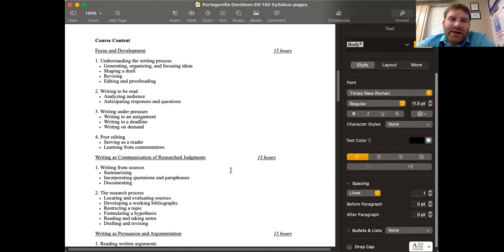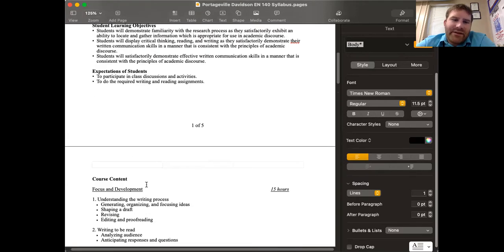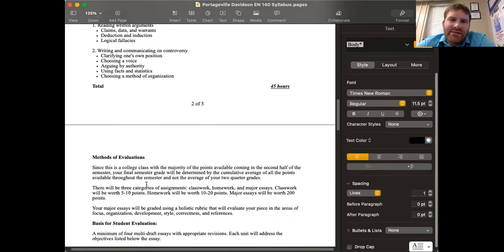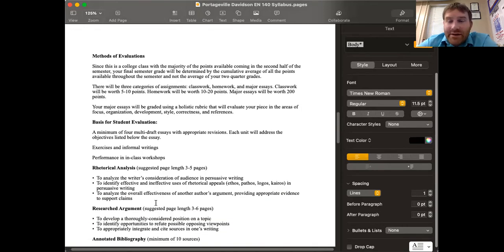This kind of tells you how the course content will be laid out, how you'll get 15 hours of this, 15 hours of this, 15 hours of this for 45 total hours. The main thing we need to focus on, though, is the methods of evaluation. You already know this. You've had me long enough where classwork is about 5 to 10 points, homework will be worth 10 to 20 points, and all major essays will be worth 200 points.